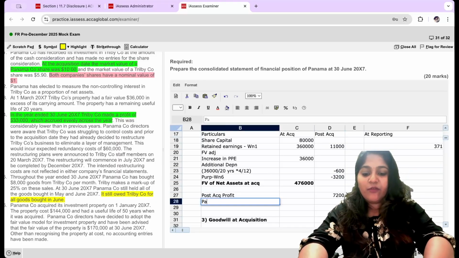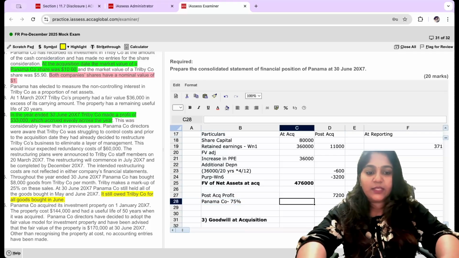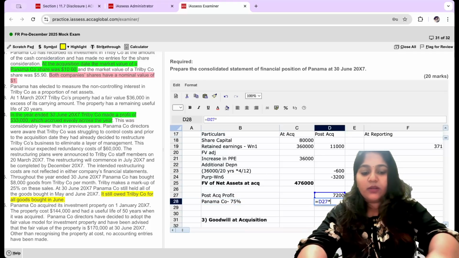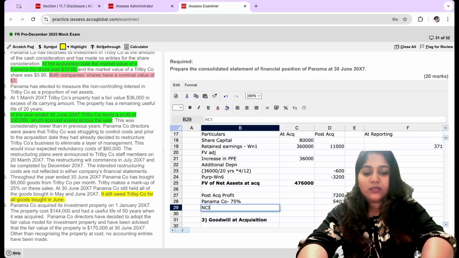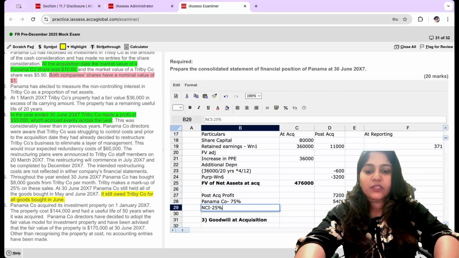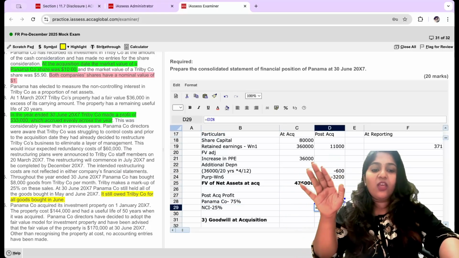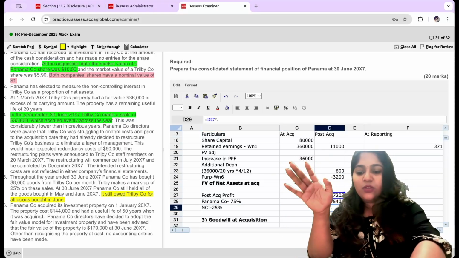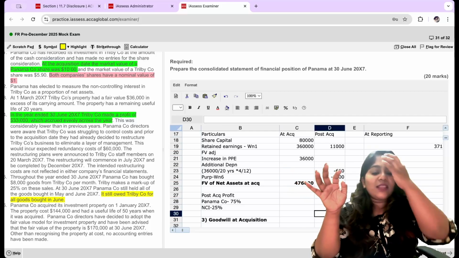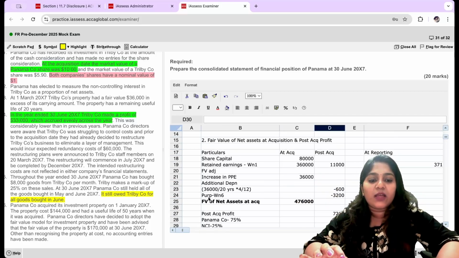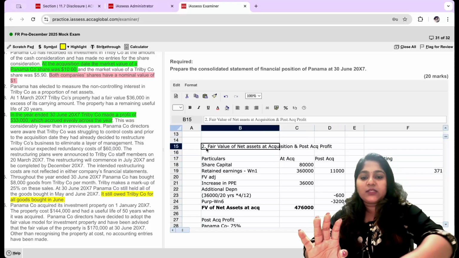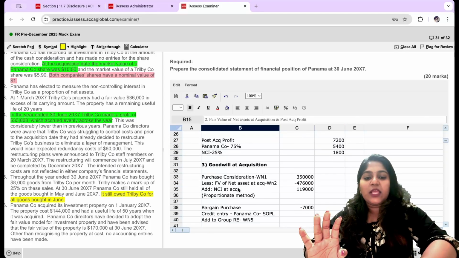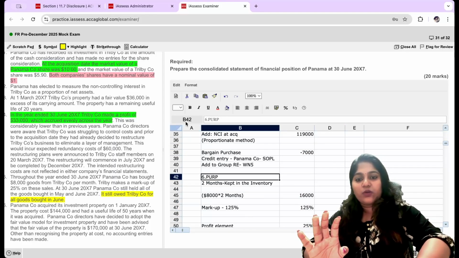In this we will give Panama company a share of 75%, that will be 7,200 into 0.75, and for non-controlling interest I will give a share of 25%. Instead of giving separately, you can directly make the adjustment to your post acquisition profit and then give the share accordingly. That is far better. So I am good to go with working note number 2, fair value of net assets at acquisition. Then comes working note number 6. We are good with that.